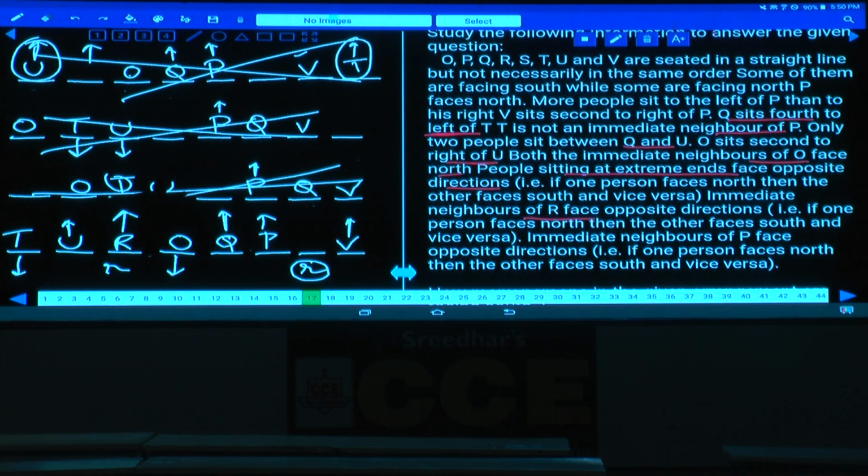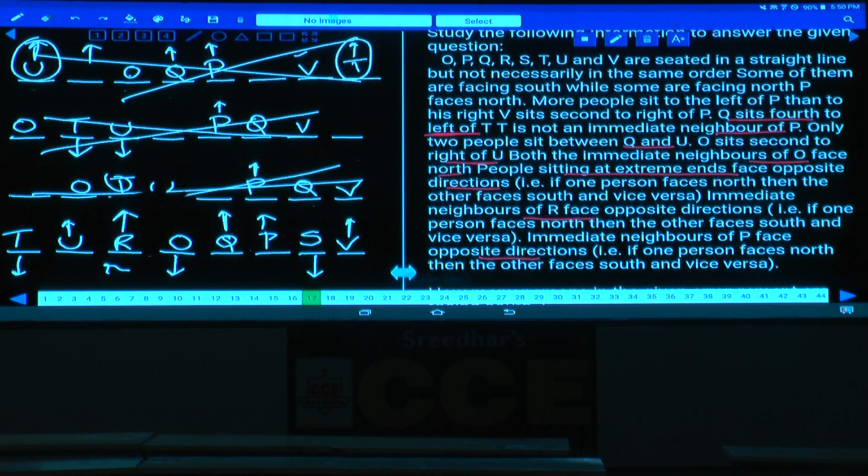And immediate neighbors of P face opposite direction. Immediate neighbors of P face opposite direction means tell me who is the person left over here? S is the person left over, and this Q and S must be opposite directions. Q is north, S is south. Done with this? Now this is the final arrangement.